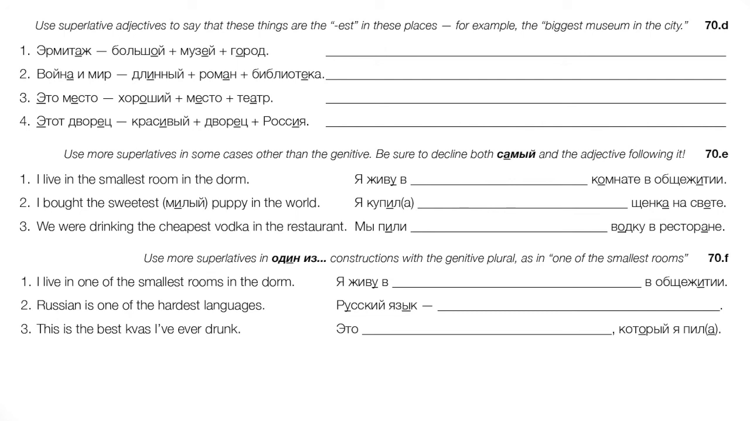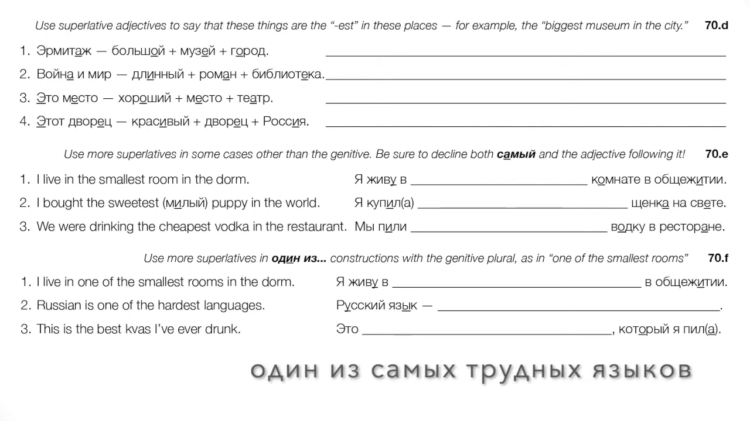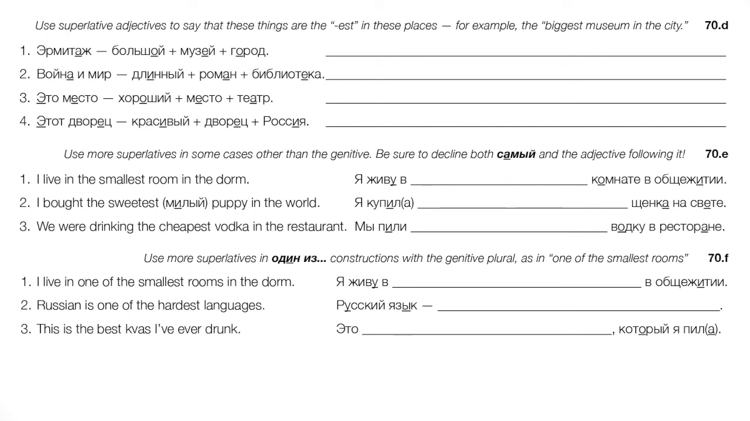Russian is one of the hardest languages. Русский язык – один из самых трудных языков. We could say в мире or something, right, in the world. Русский язык – один из самых трудных языков. Right, and now let's think a minute. We're saying it's one language of the most difficult languages, right? So we're getting один because we're thinking about the noun язык. Один из самых трудных языков.